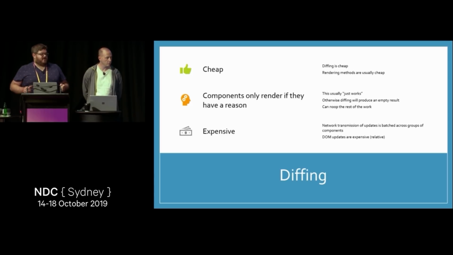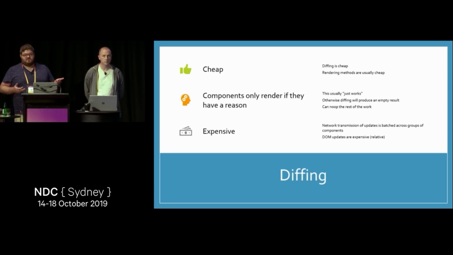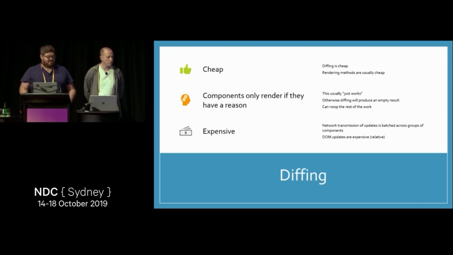One of the nice side effects of doing diffing is if your component does re-render and it produces the same output, you'll get a zero diff. So there's nothing to do, and it can short circuit very nicely. And the things that are comparatively expensive in terms of the Blazor UI process are network transmission of DOM updates, which we sort of amortize by batching, and the actual DOM updates themselves.